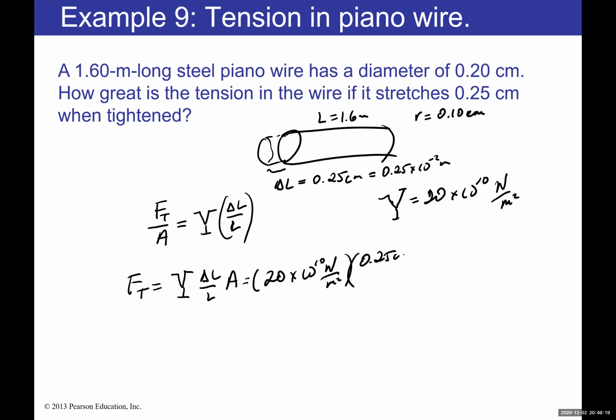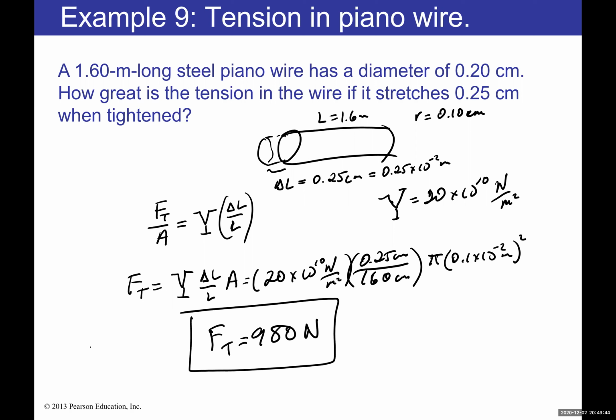0.25 centimeters over 160 centimeters, because 1.6 meters is 160 centimeters, and times the area, which is nothing but pi times 0.1 times 10 to the negative 2 meters squared. Then I can calculate this tension force to be 980 newtons. There you go. That's basically the tension force.